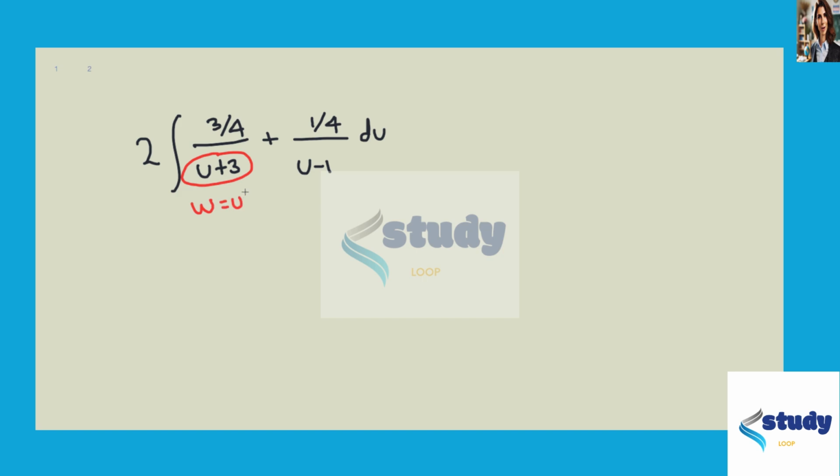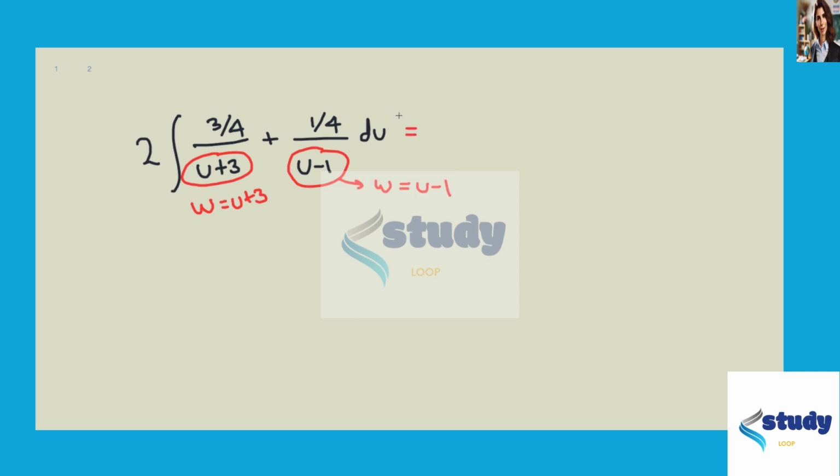So don't forget the 2 that we originally had outside the integral. And then we have 3/4. That was our a over u plus 3. And then we had 1/4. That was our b over u minus 1. And we're ready to integrate. If this plus 3 is bothering you, feel free to do a u sub, or in this case, let me use a different letter, maybe a w substitution. Over here, if that minus 1 is bothering you, similar idea.